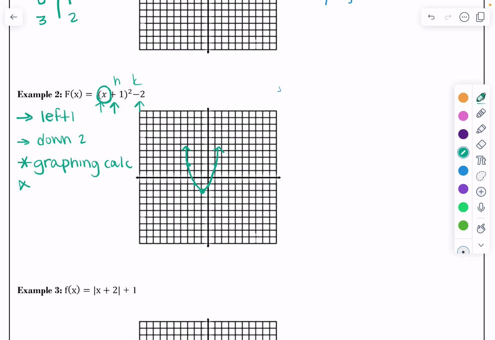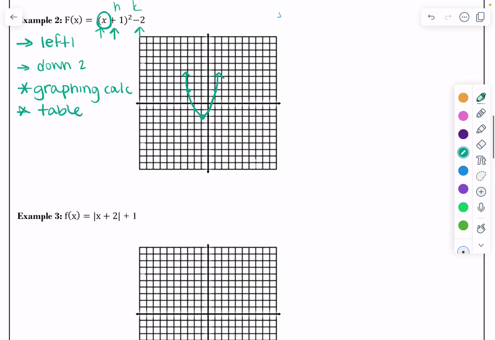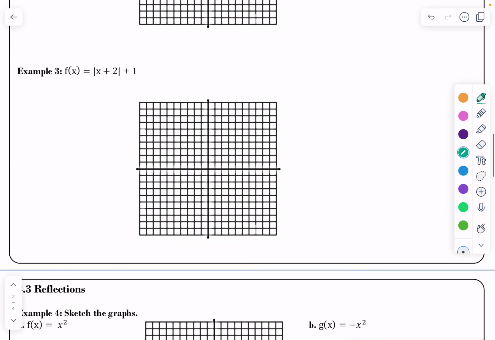And then you can also use a table to check your coordinates as well. Okay? So maybe pause, take a second, go ahead and do example 3. Example 3 is absolute value.